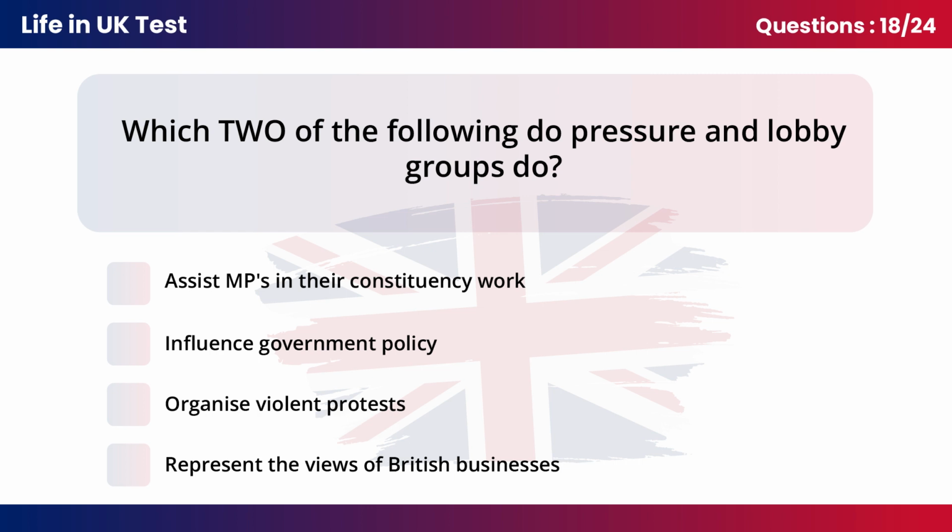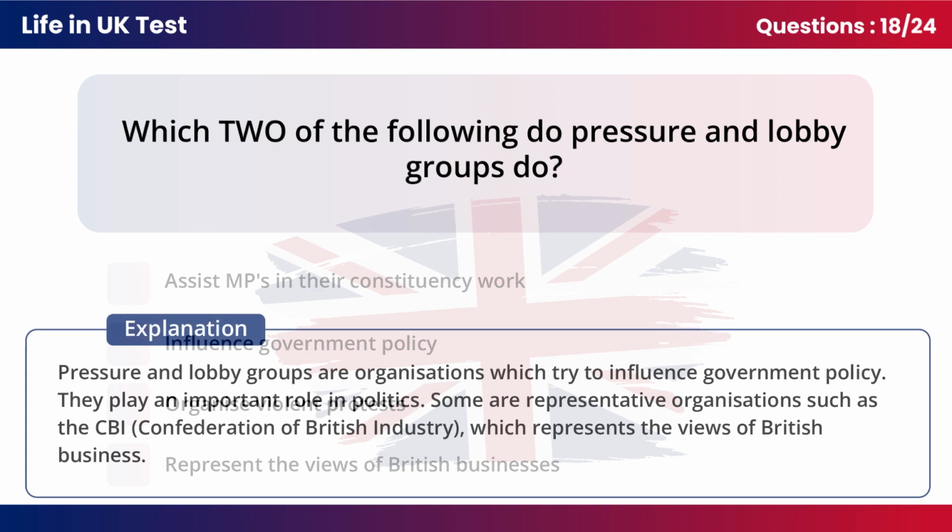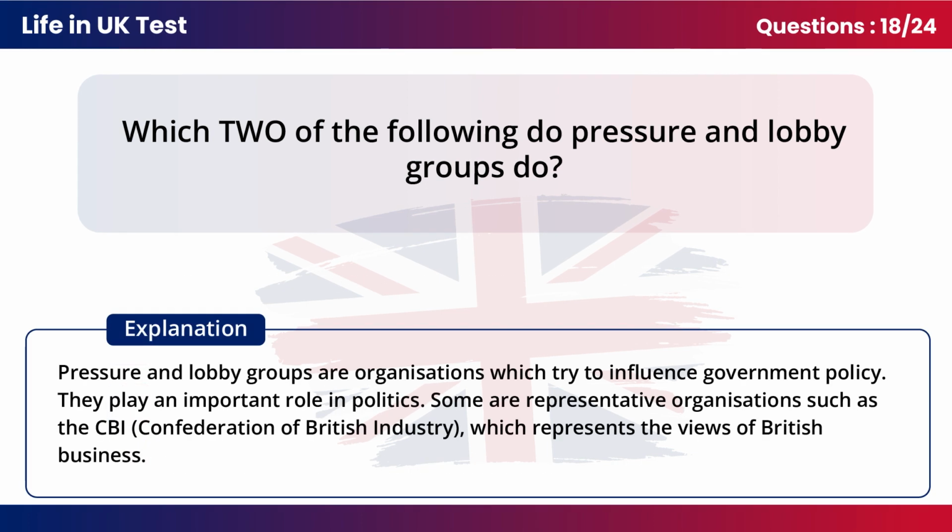Question 18. Which two of the following do pressure and lobby groups do? B. Influence government policy. D. Represent the views of British businesses. Pressure and lobby groups are organisations which try to influence government policy. They play an important role in politics. Some are representative organisations such as the CBI, Confederation of British Industry, which represents the views of British business.